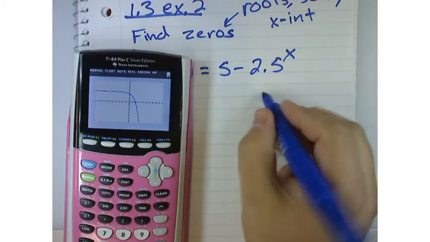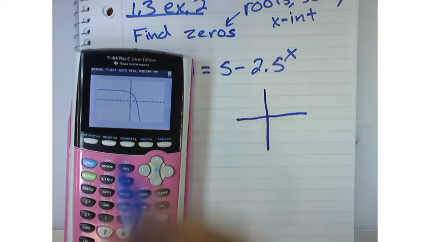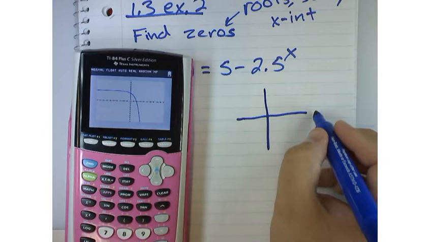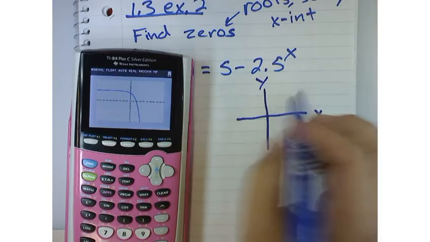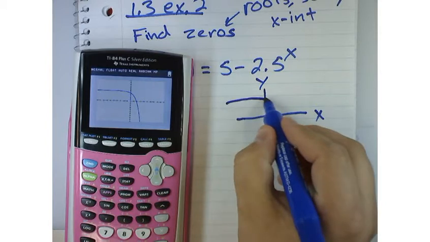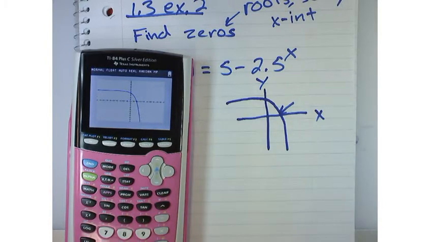I'm just going to sketch this on my paper, because when you do your homework, you'll do the answer on your calculator, and then you want to sketch it on your paper. So it looks like it comes around, crosses right here. Well, this is the 0. Okay? So now how do I find that 0?